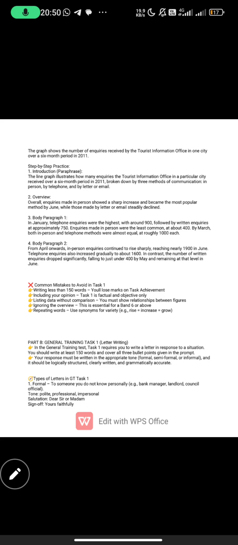All right. Now, common mistakes to avoid in task 1: writing less than 150 words. You're going to lose marks on task achievement. Including your opinion, you're going to lose marks on task achievement as well. Your task 1 should be factual and objective. Listing data without comparing. I told you, write like you're comparing, because every graph is showing a trend, maybe between this line of information and that line of information.